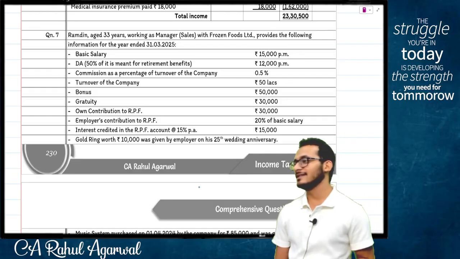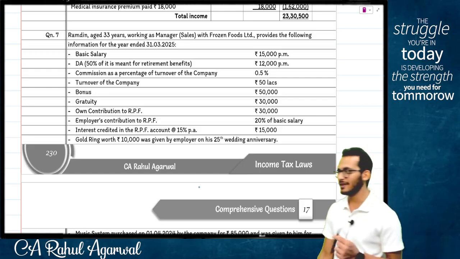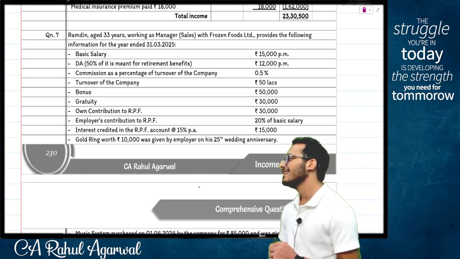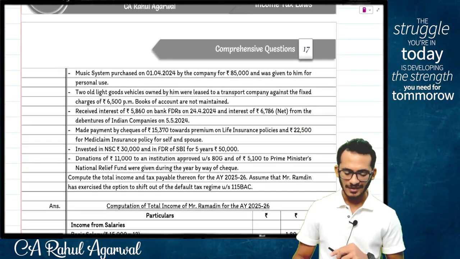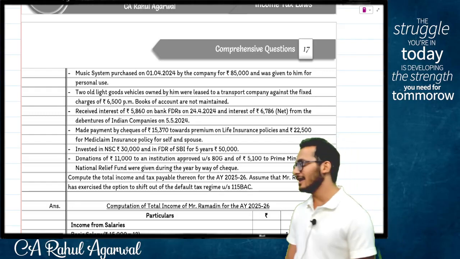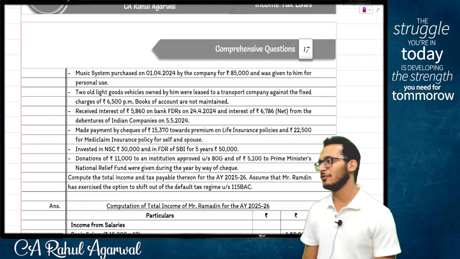Yes, question says, Ramdeen is age 33 years, working as a manager, sales in Frozen Food Limited, and provides you the following information. This is your mock paper question. You are required to look at the total income and the tax payable for 25-26, assuming Ramdeen has exercised the option of shifting out of default tax regime.